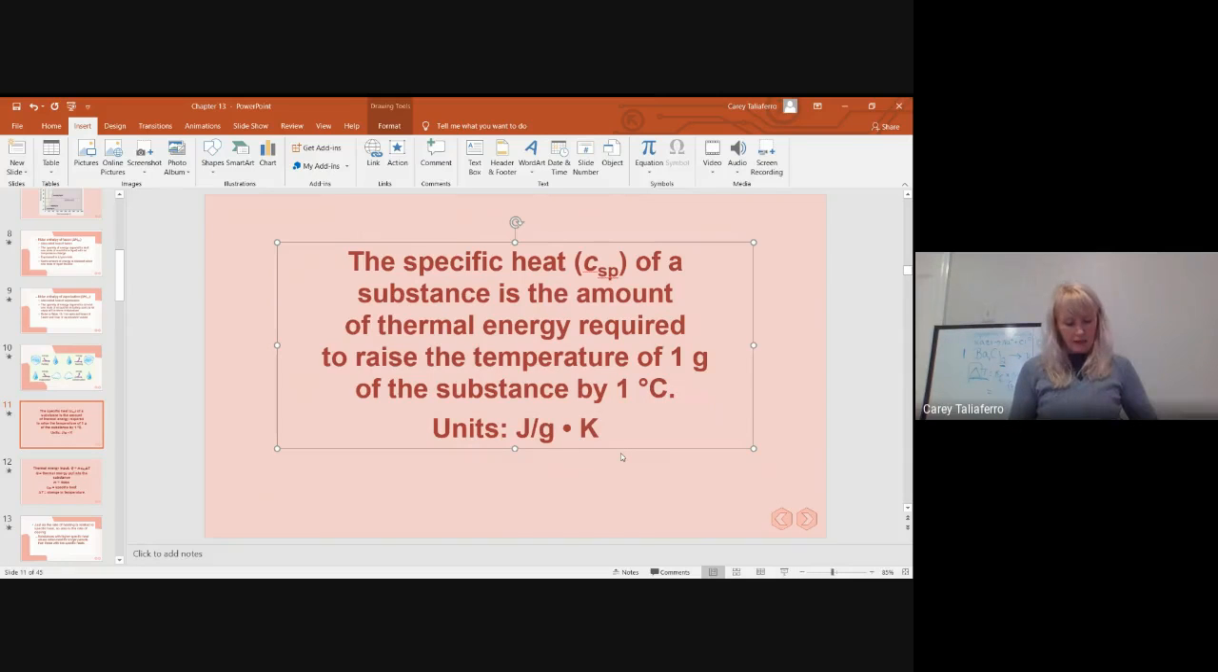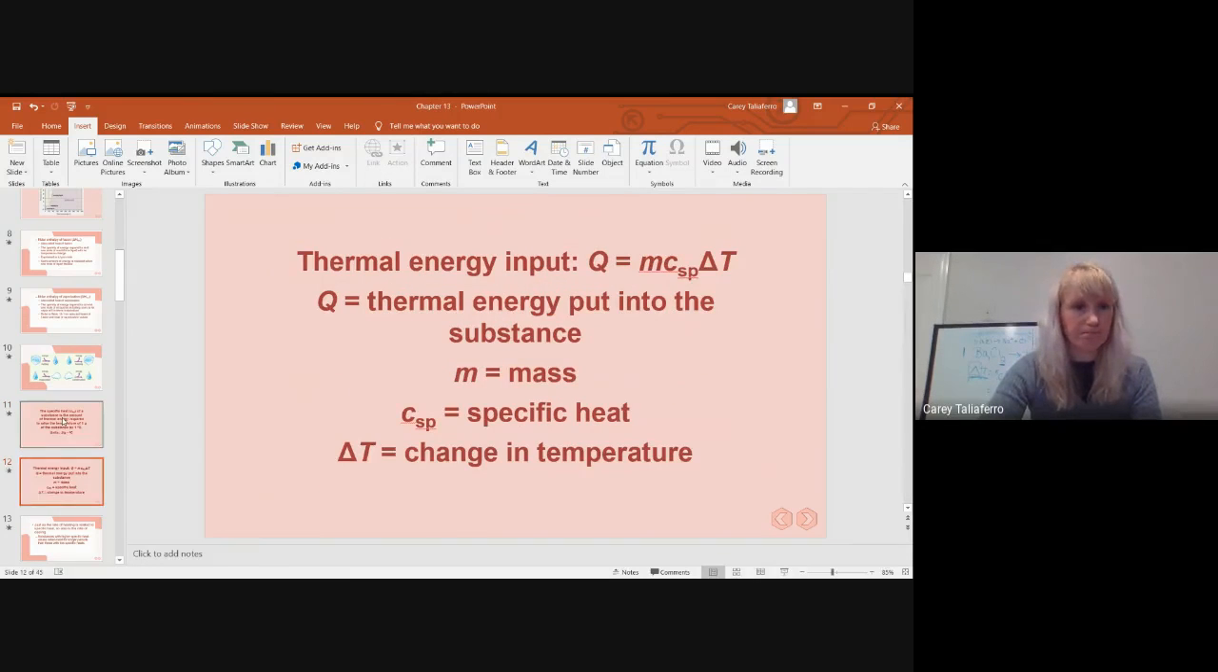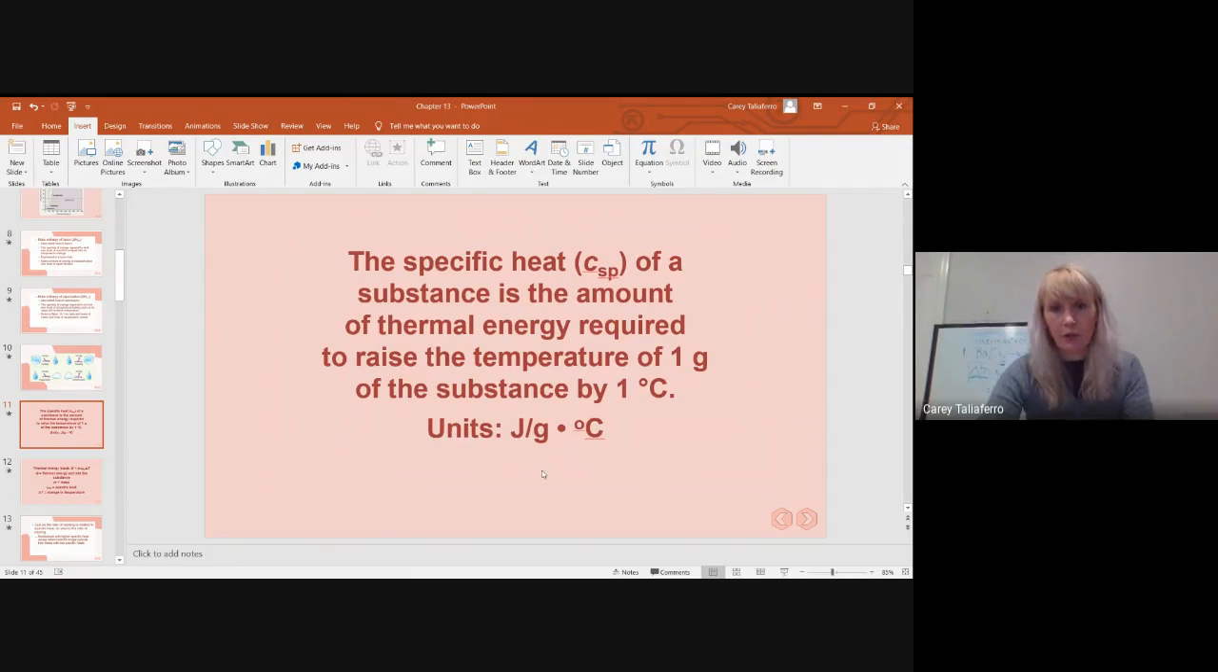And then, what do you think this K stands for? That is my fault. I made a mistake. It should be degrees Celsius. I was thinking Kelvin. That's my mistake. So joules per gram times degrees Celsius.